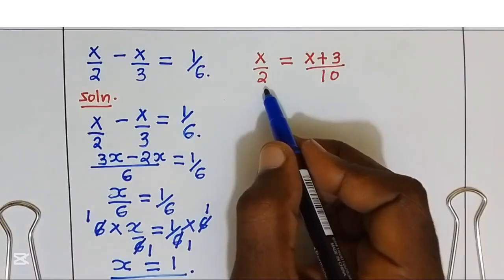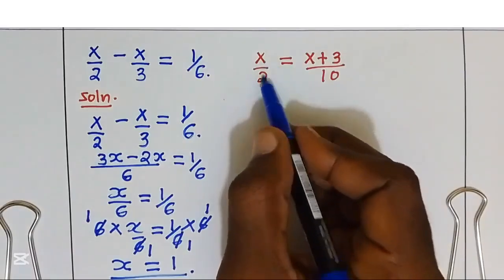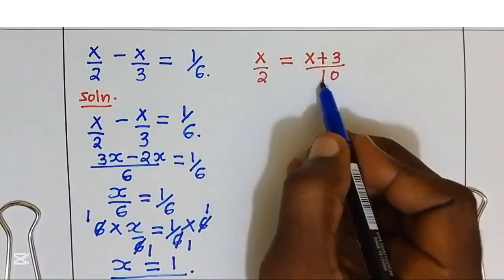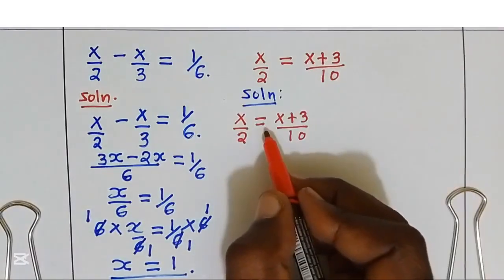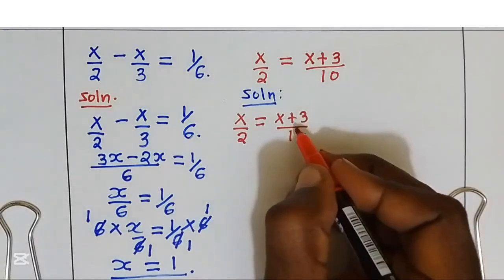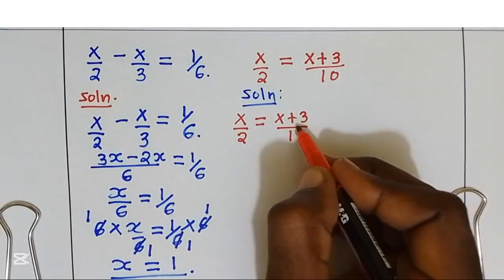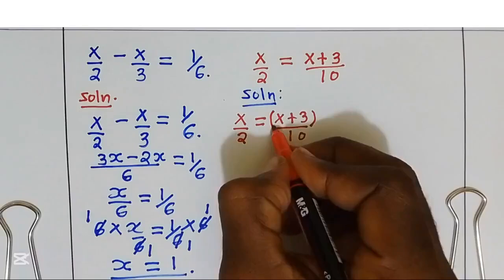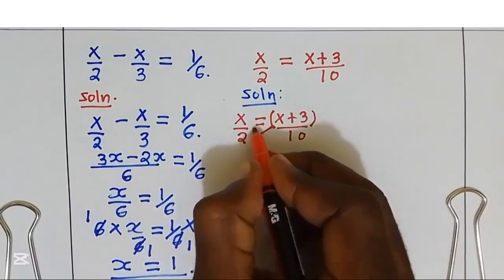Let us do question number 3. x over 2 is equal to x plus 3 over 10. Let's work on the solution. First of all, I'm going to group x plus 3 by putting it in the bracket. Then, I'm going to cross and multiply.